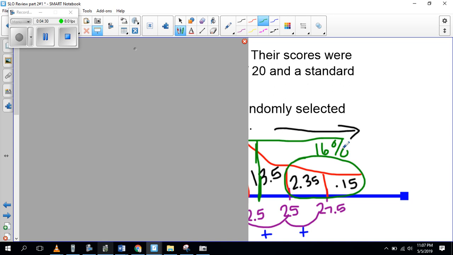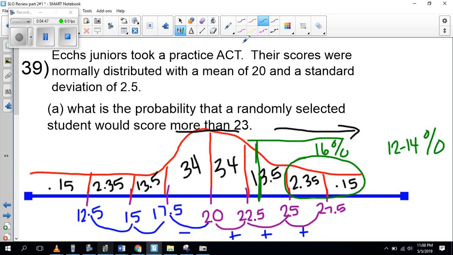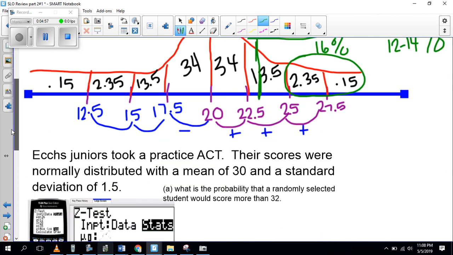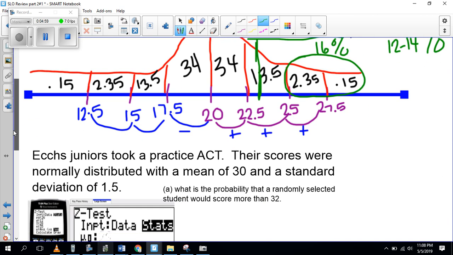And so we don't need quite the whole 16%. So we're estimating somewhere about 12 to 14% is what it would be. So, you can try these that way, or you can do them with the calculator, whichever way you like better.